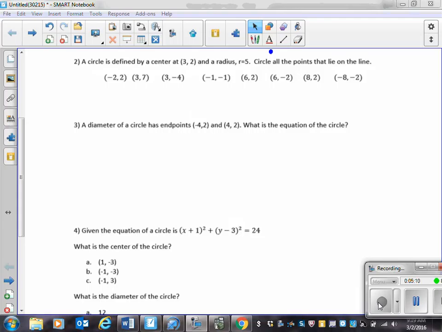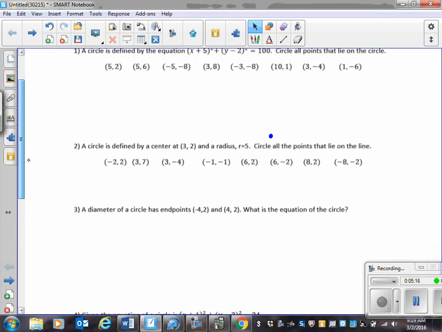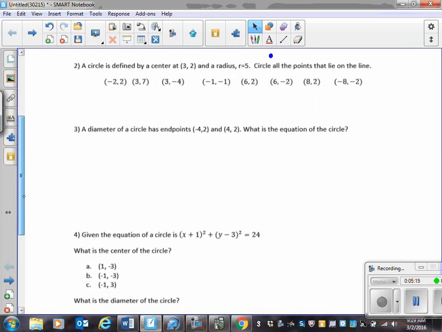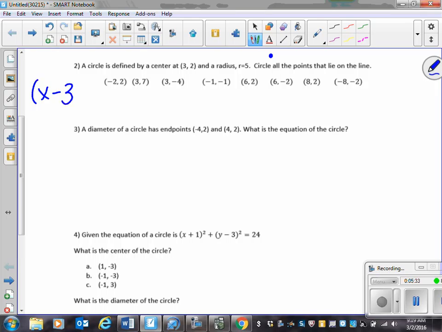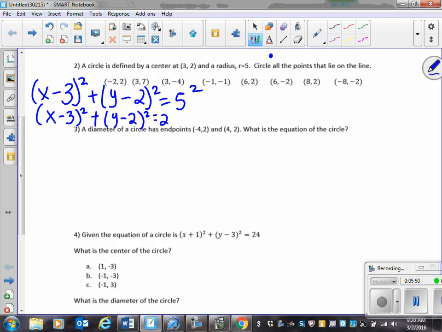All right, number two. A circle is defined by a center at 3 and 2 and the radius of r equals 5. Circle all the points that lie on the same line. So this is the same question as number one. The only difference here, they did not give you the equation of the circle. So you have to write down the equation of the circle first. It's going to be x minus 3 squared plus y minus 2 squared equals 5 squared, which ends up being x minus 3 squared plus y minus 2 squared equals 25.